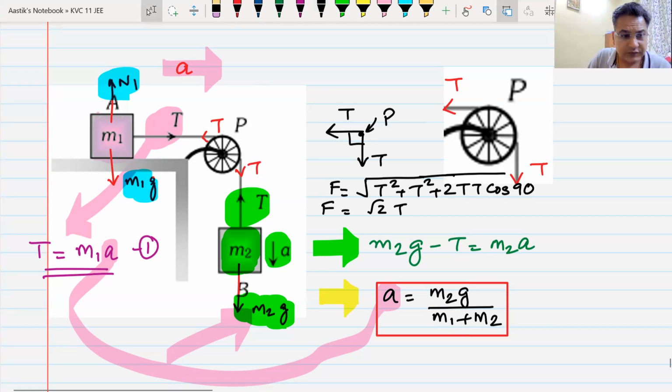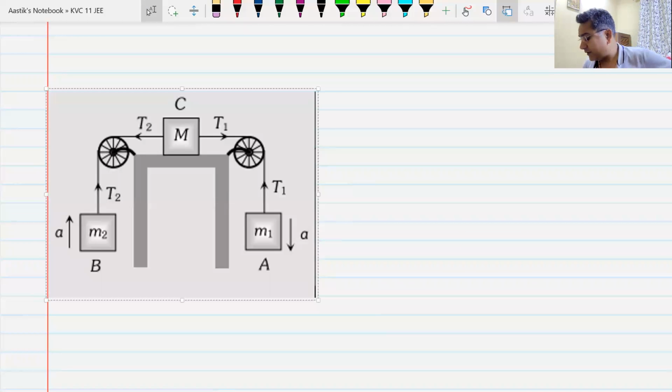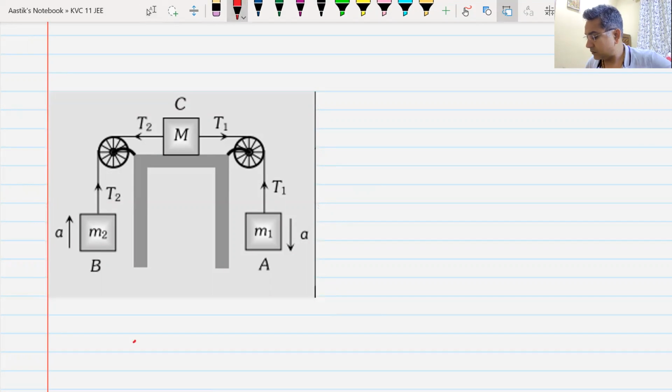Let us do this question now. Now I have three blocks, M1, M2, and M, connected to each other. Now, tell me, where is this system going to move? On what factor does it depend on where the system is going to move?